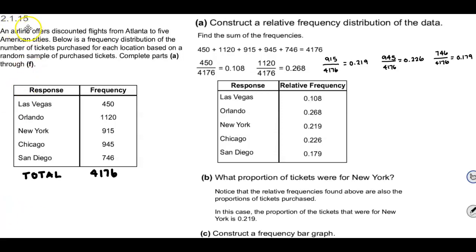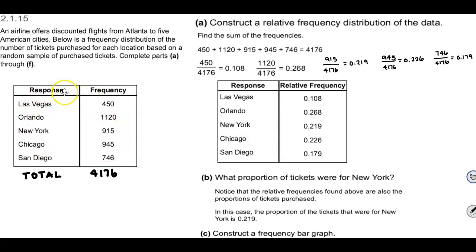In section 2.1.15, an airline offers discounted flights from Atlanta to 5 American cities. Below is a frequency distribution of the number of tickets purchased for each location based on a random sample of purchased tickets. We're going to complete parts A through F. Now the first part, they want us to construct a relative frequency distribution of the data. So we're going to look at what's given.